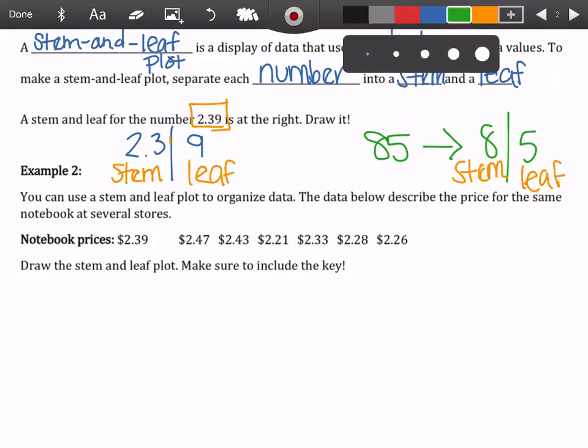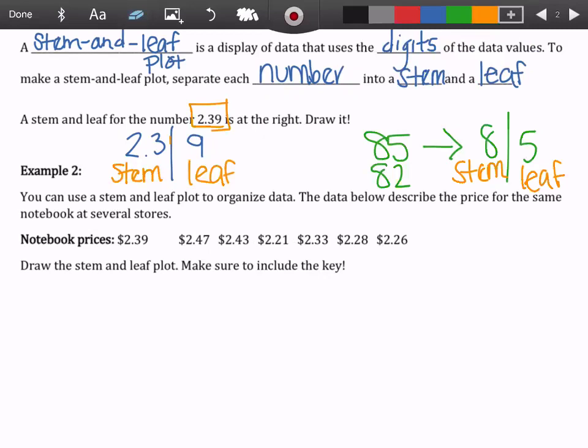If you also had 82 as part of that data set, on this short, brief stem and leaf, you would write 8 as the stem, 2 as the leaf for 82, and then you would leave a space and write 5. That shows us that you have both 82 and 85 as part of your data set.